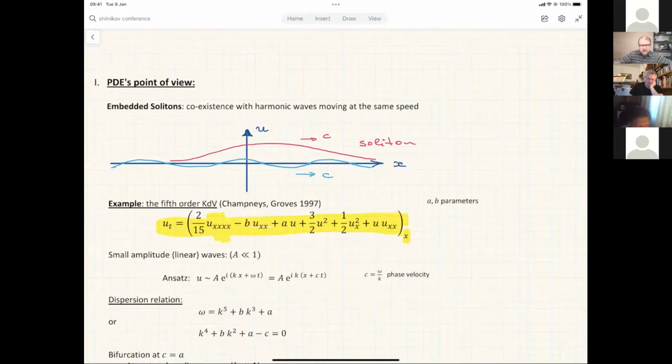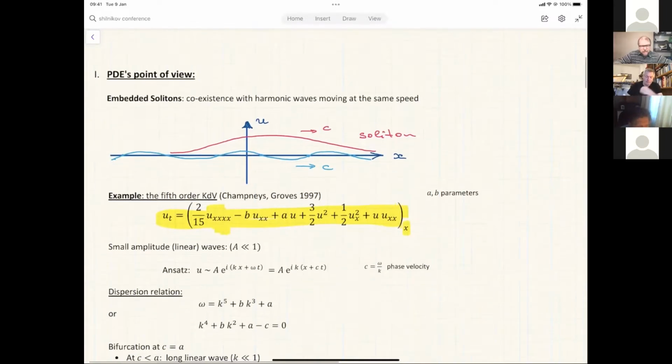when c is equal to a. So when the velocity is equal to the constant in the parameter. And when c is equal to a exactly, one solution is a double zero, and another solution could be either real or complex depending on the sign of b.